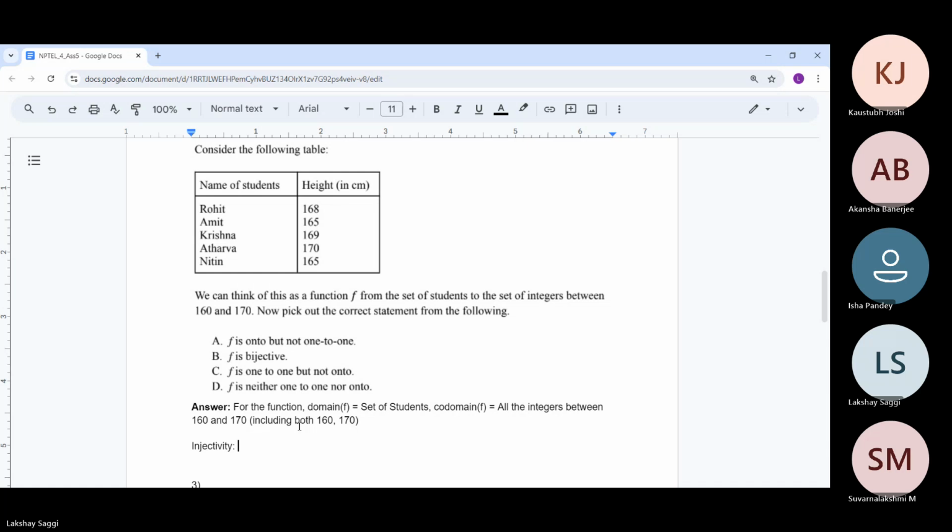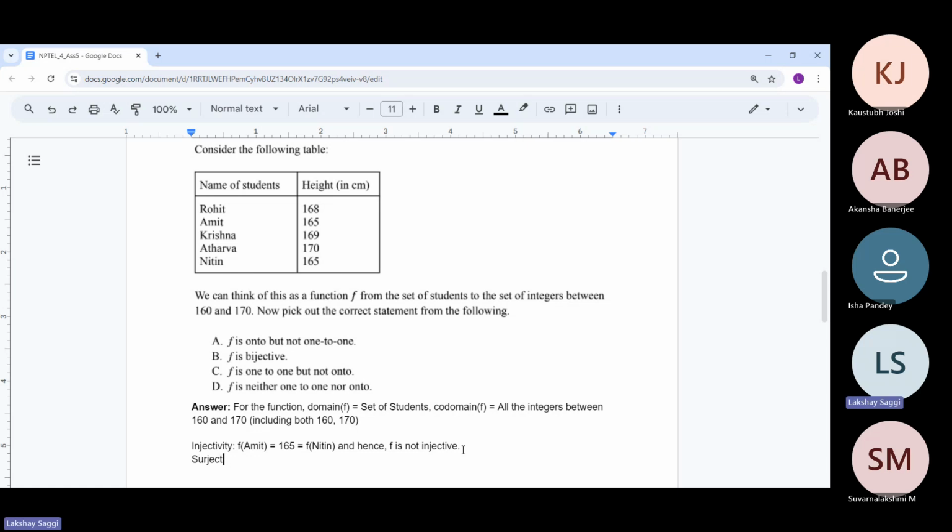So we know that f of Amit is actually equal to 165, which is also equal to f of Nitin. And hence f will not be injective. I hope it's clear to everyone why this is the case that f will not be injective, because we have two students who have the same height.